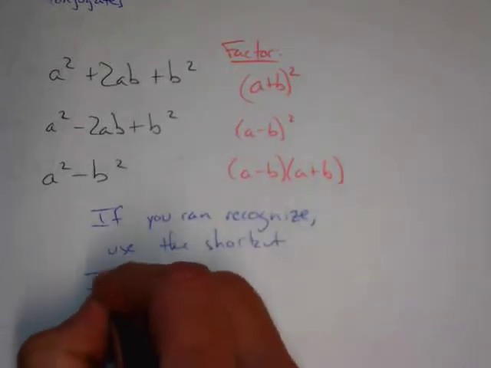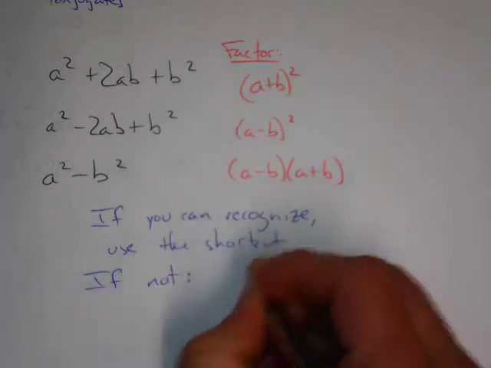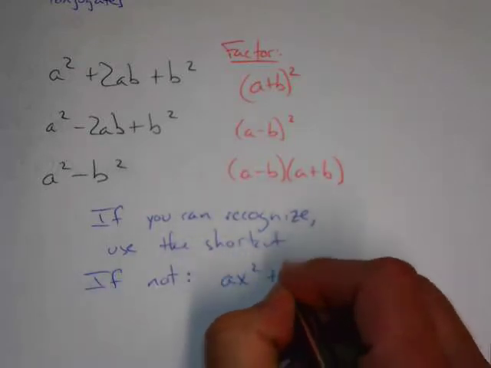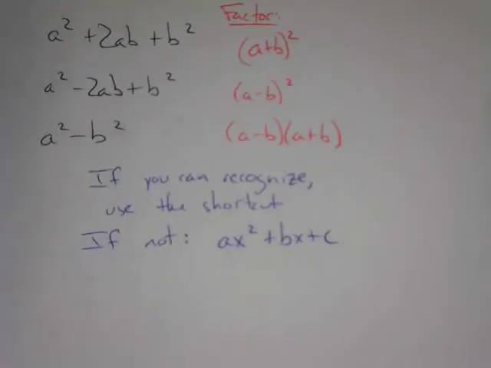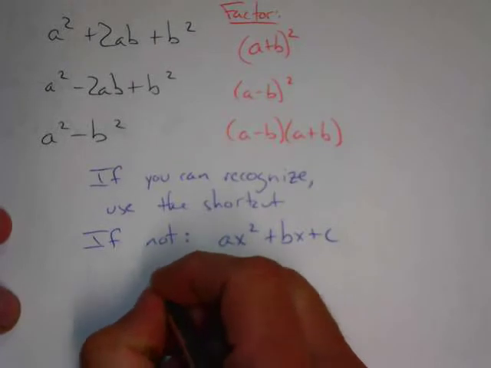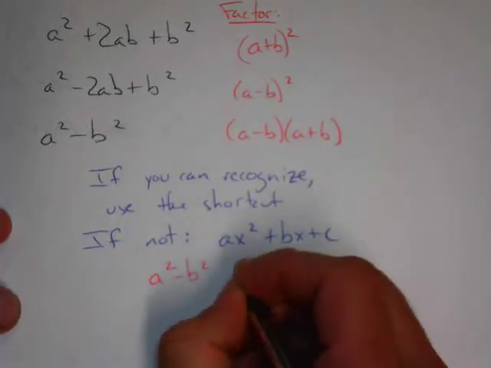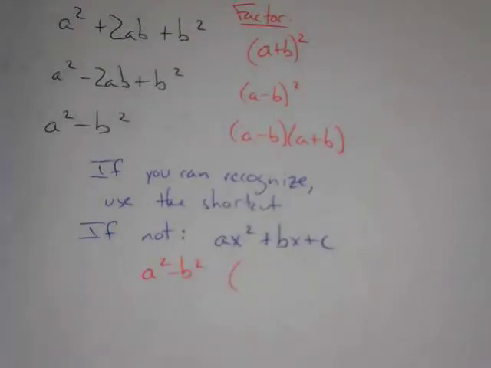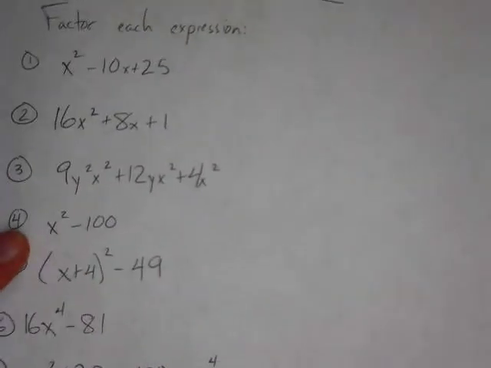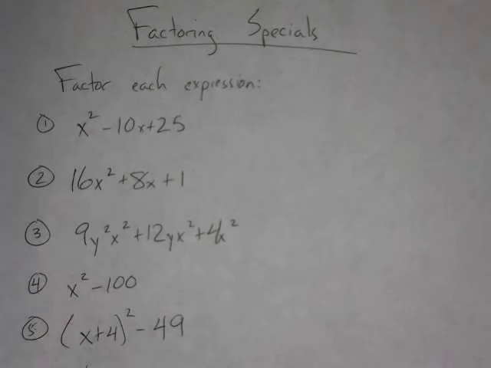If not, please remember how a trinomial in standard form looks and factor it that way. And the reason why that's important is because if you have a squared minus b squared, please take note that there is no middle term. So you'll see that in a second. So this is all about recognition. We look at factoring specials, and can you recognize some things that are going on?